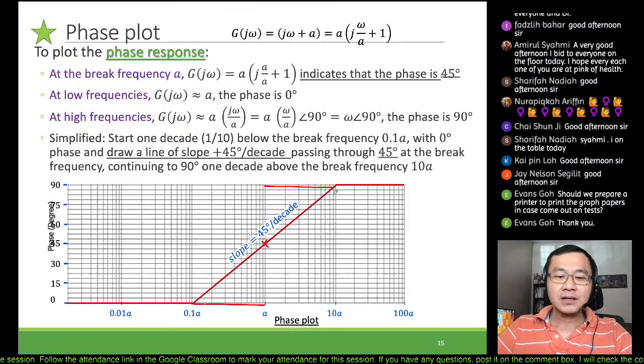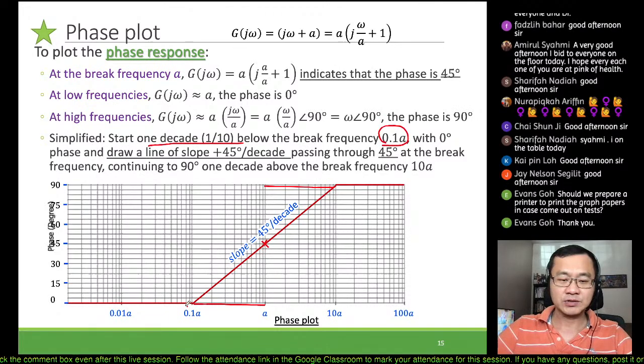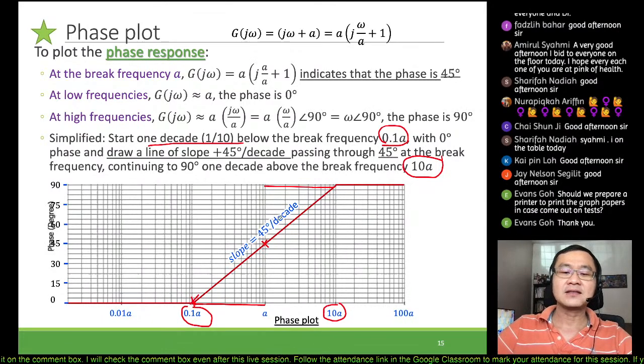So in this case, we draw a straight line starting 1 decade below the break frequency, which is equal to 0.1 A. We start at this particular point, and then 1 decade after, which is 10 multiplied by A. We plot from this point with a slope of 45 degrees per decade, and it ends 1 decade after the break point. So we start from this point and connect to that particular point, right?